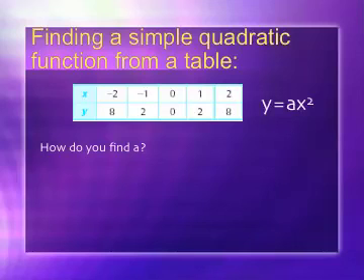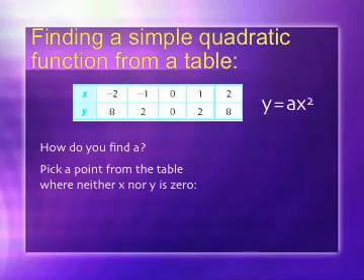This year, we're only going to deal with finding fairly simple quadratic functions given the values in a table. So let's say that I gave you the table above and asked you, what is a formula in the form y equals ax squared that works for the xy combinations in this table? All I really need to do is find out what a has to be to make the values in the table result. Well, it's a fairly simple process. I pick a point in the table where neither x nor y is 0. Because if either x or y is 0, I don't really have enough information to solve the problem.